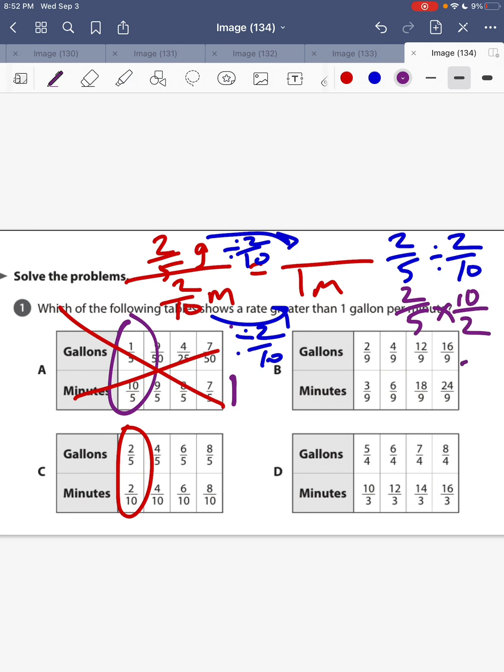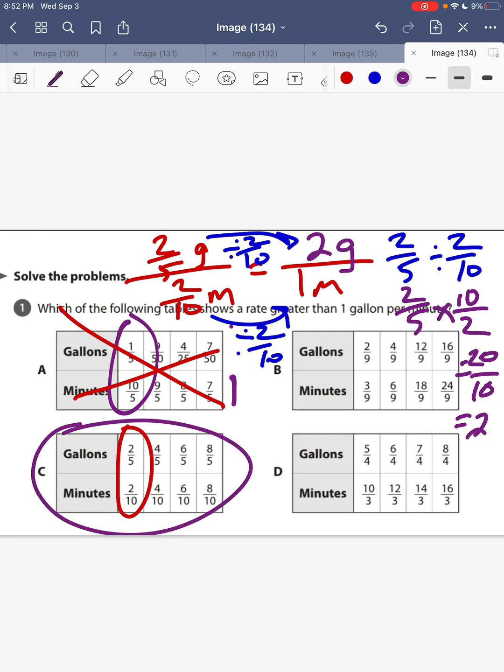2 times 10 is 20. 5 times 2 is 10. Okay, 20, the fraction bar means division. 20 divided by 10 is equal to 2. That means there's 2 gallons per minute. 2, the gallons is greater than the minute of 1. That means C is your answer.